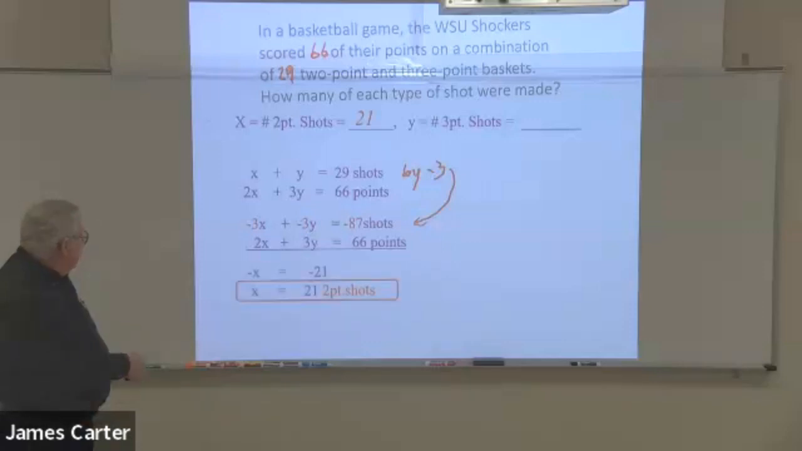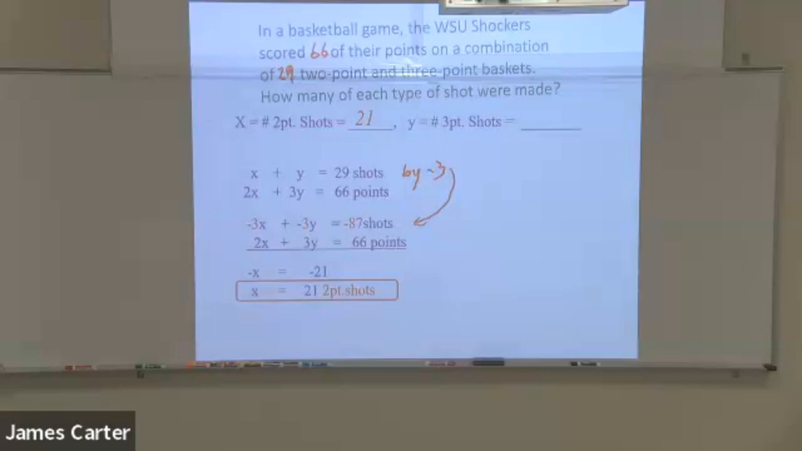Well, I get -x equals -21, so positive x equals 21 shots on basket. So I take that 21 and I substitute it in the equation, and I get 8 3-point shots. And this will check. 21 times 2 is 42. 8 times 3 is 24. 42 and 24 add up to 66.